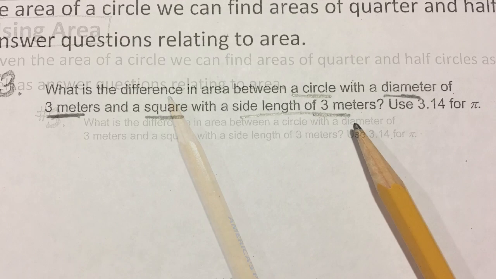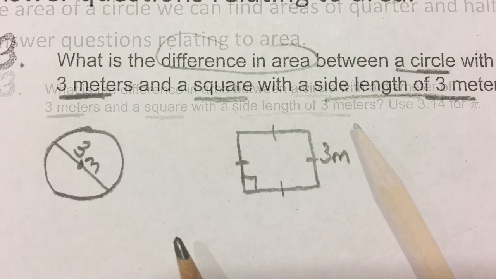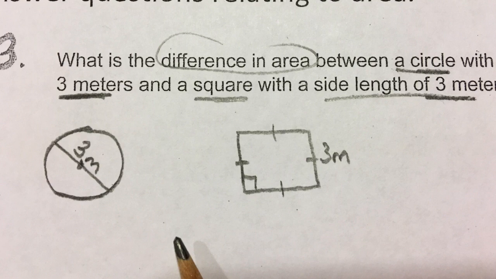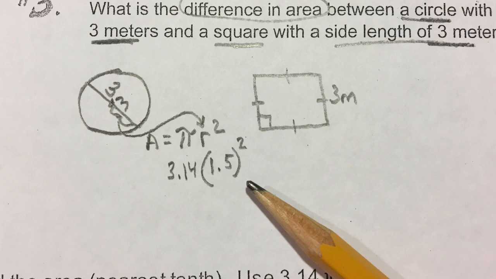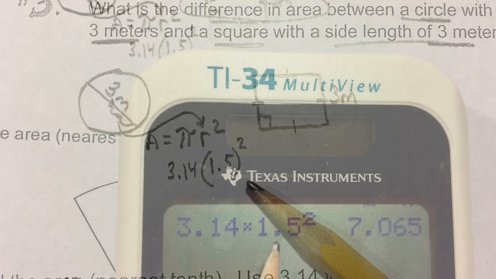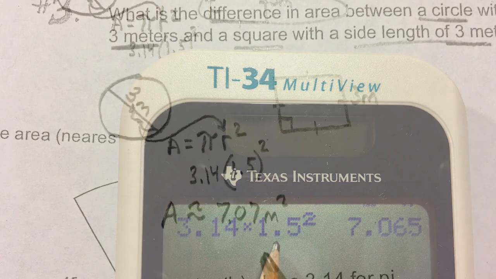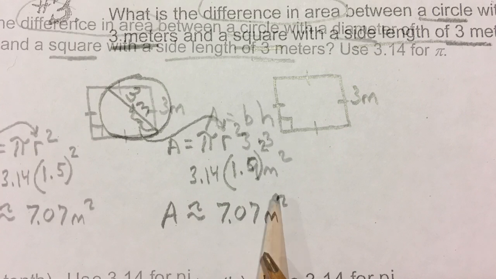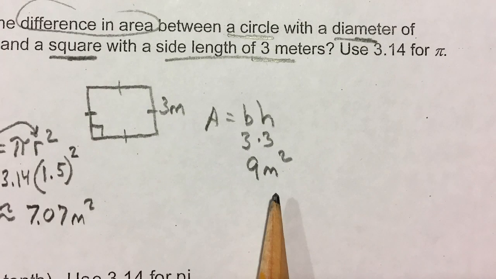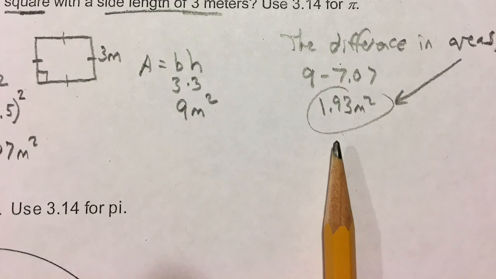So in number 3, we're looking at comparing the difference between finding the area of a circle with a diameter of 3 meters and a square that has a side length of 3 meters. To find the area of the circle, we use pi r squared, so we need the radius. So you need half of the diameter of 3, which is 1.5. So you square that using your calculator, and the area is about 7.07 meters squared. Now for the square, you take base times height, 3 times 3, which is 9 meters squared. And you find the difference by subtracting, so the square is a little bit bigger.